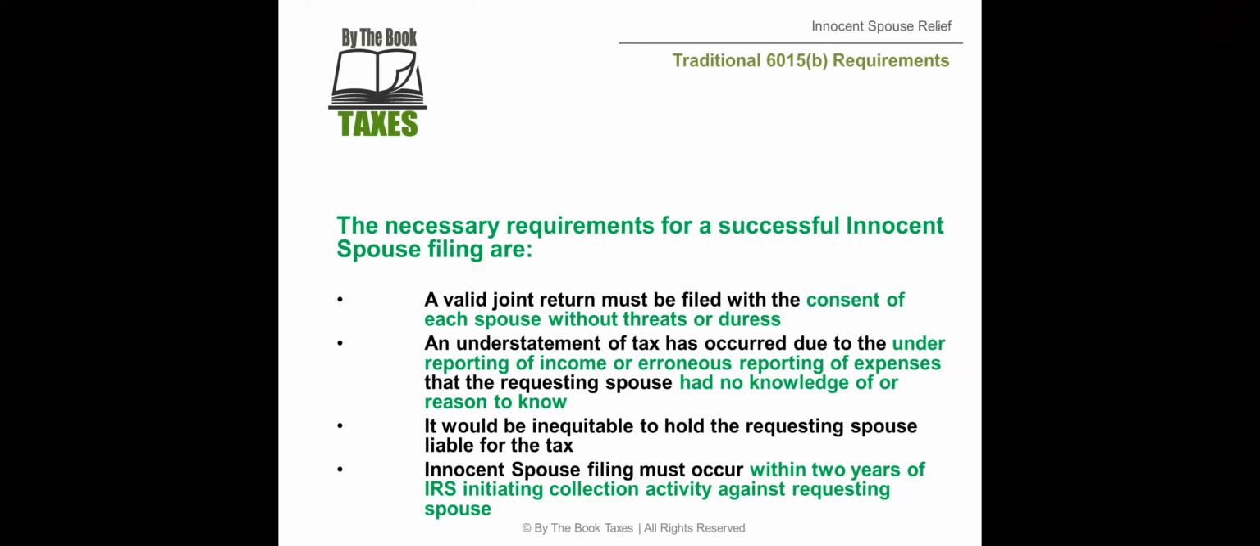Then for a 6015B, on the tax return, there must be an understatement of tax because one spouse didn't report all the income or attempted to claim either erroneous expenses or erroneous credits, resulting in less tax being due than required, and the other spouse had no knowledge or reason to know of the underreporting of income or erroneous reporting of expenses and credits.